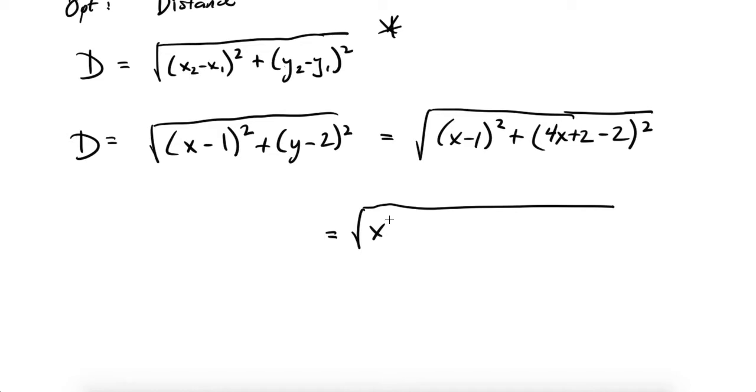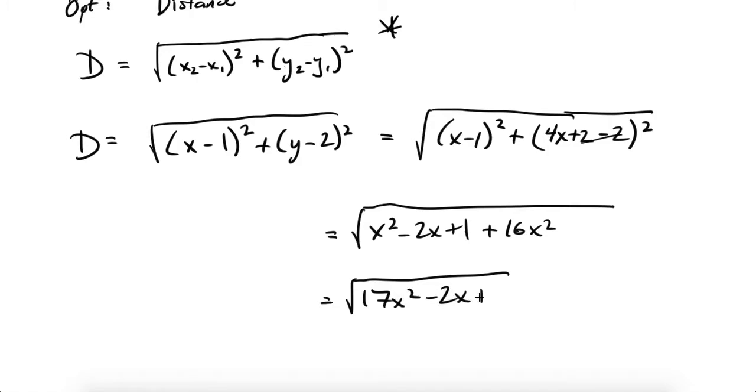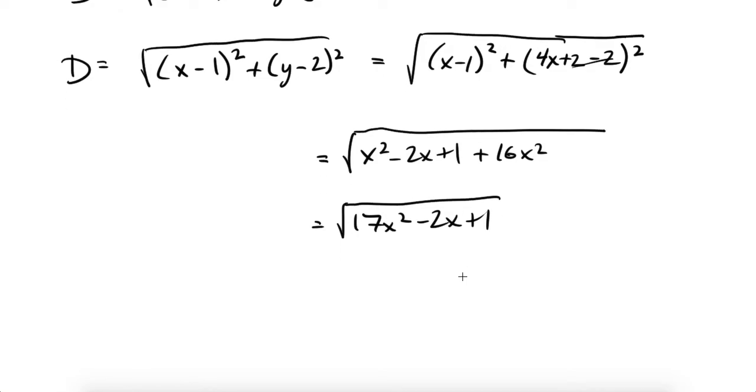So this is x squared minus 2x plus 1. These 2's cancel each other out, and 4x squared is 16x squared. So this is the square root of 17x squared minus 2x plus 1. Now, if we go ahead and take the critical numbers here, that's not very straightforward, right? It's going to be something kind of nasty. This is chain rule, etc. So here's a trick.